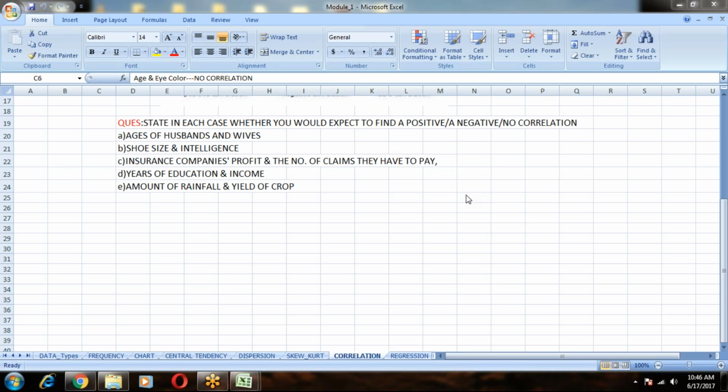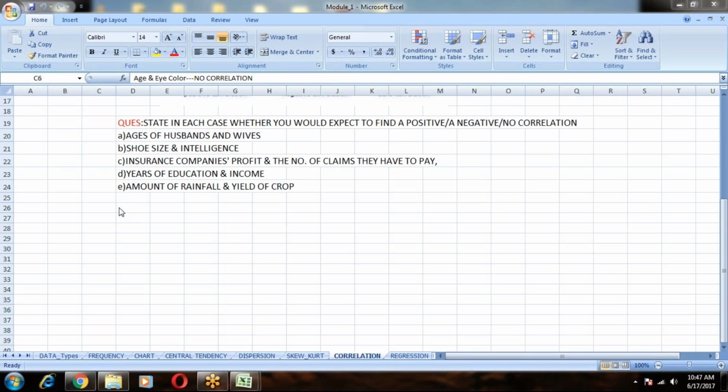So years of education and income have a positive correlation. In a similar way, amount of rainfall, I consider here the adequate amount of rainfall, not the excessive one. So amount of rainfall and yield of crop are also positively correlated. Ages of husbands and wives are positively correlated. Shoe size and intelligence, no correlation. Insurance company's profit and the number of claims they have to pay, negative correlation. Years of education and income, positive correlation. Amount of rainfall and yield of crop, positive correlation.